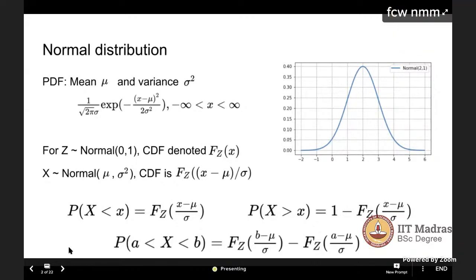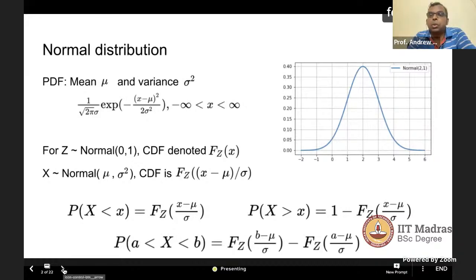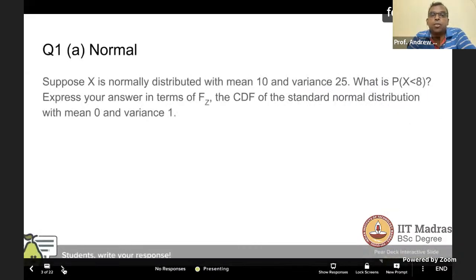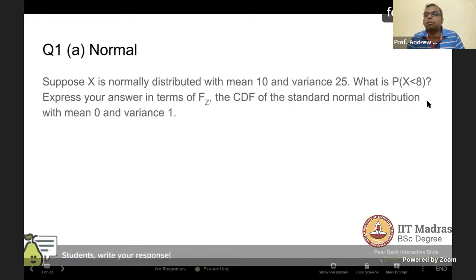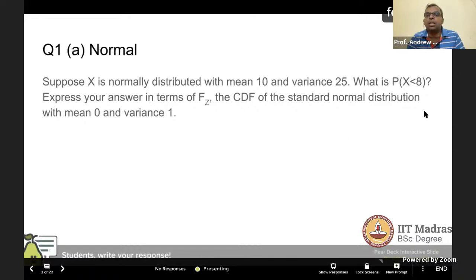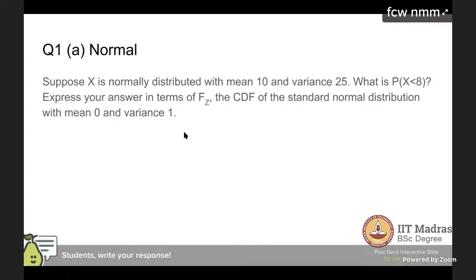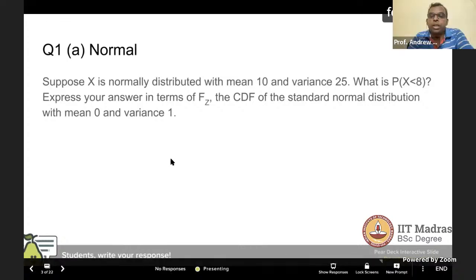So assuming that you know this, we jump into the first problem. Very, very direct, straightforward problem. You probably have seen it. If you saw all the material that's being shared with you, you would have seen a problem like this. It's a small variation on a problem used. So you have a normally distributed random variable with mean 10 and variance 25. What is the probability that X is less than 8?